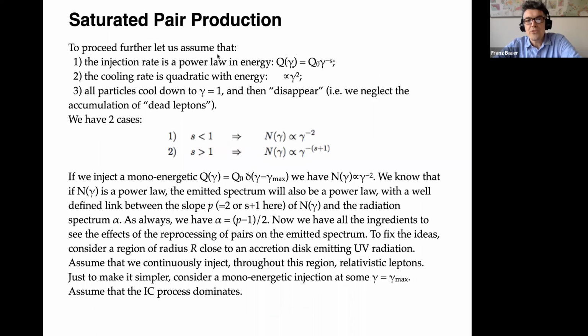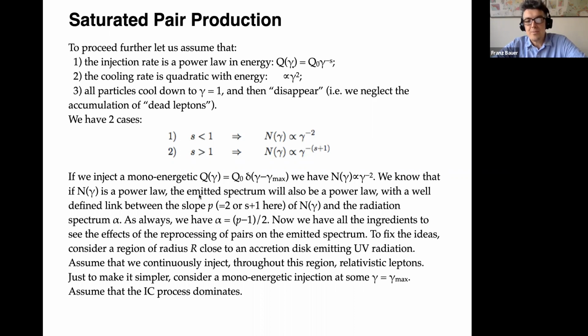And so if we assume that the injection rate goes as some power law, and we assume that the cooling rate goes as gamma squared, then all the particles are generally going to cool down to this factor, and then we're going to assume they disappear. And so we can think about two cases. One is if S is less than 1, then the number density is going to eventually come to this ratio. If S is greater than 1, then N is going to come to this ratio. And so we again have this division here, depending on what this injection power law is.